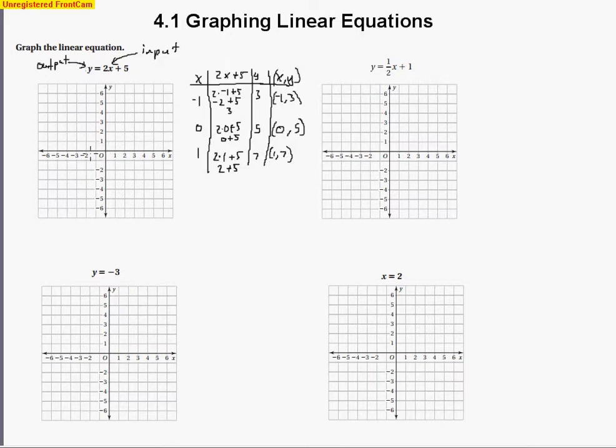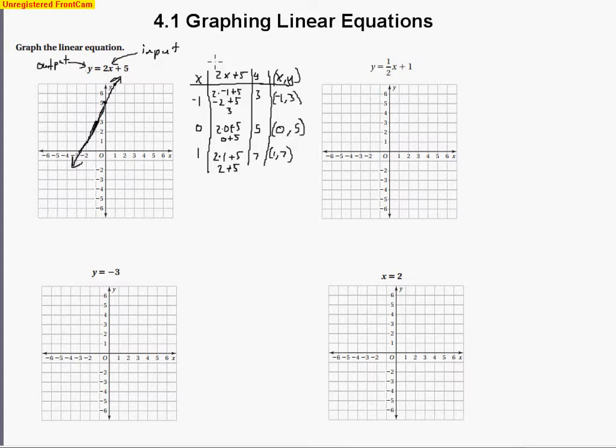So I take these ordered pairs and plot them on the coordinate plane. So 1 space to the left, 3 spaces up, puts a point right there. And then 0 spaces left or right, 5 spaces up, puts a point there. And then over 1, up 7 spaces, we'll put a point right there. And then I go ahead and draw the line between those points. And so that's what our equation is going to end up looking like, a line.